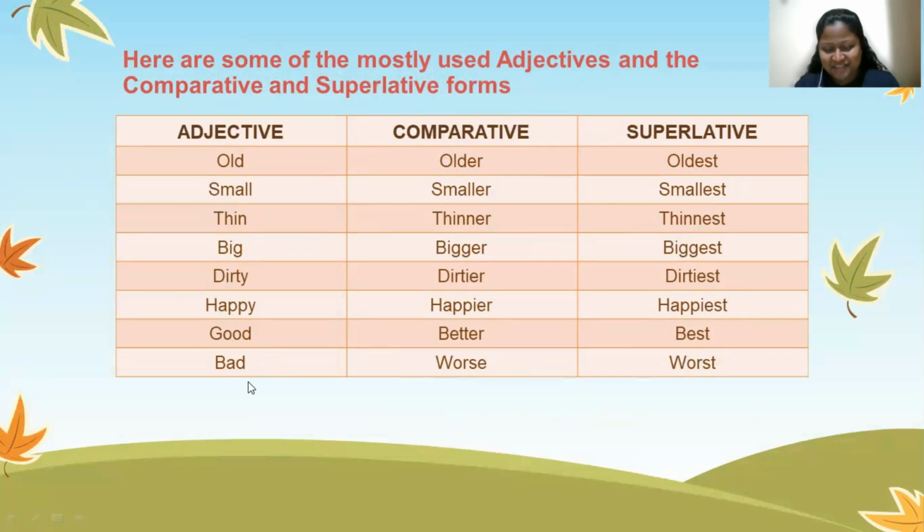Also, on the other side, bad, worse, and worst. If you are a bad kid, then you can say, I'm a bad student. If you are even worse than your friend, you can say, I'm worse than my friend. And if you are the worst student in the class, you can say, I am the worst student in the class. Just kidding, I know you all are very good and nice.